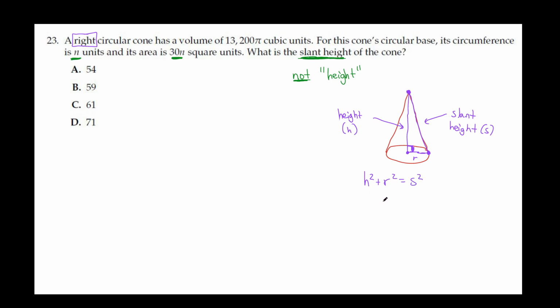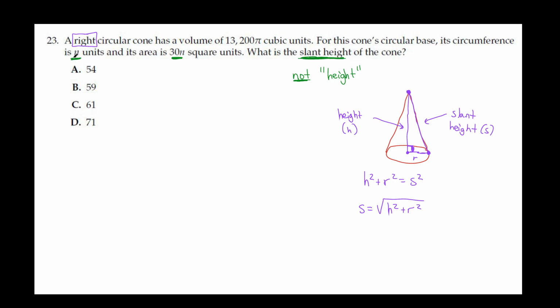So if I want to solve for s, I would take the square root on both sides, and in this particular case, we're going to disregard the negative square root and the plus or minus because we're talking about something with positive length. So if I can find the height and the radius of this cone, then we can get our answer to the question through this formula. Let's see if we can do that.